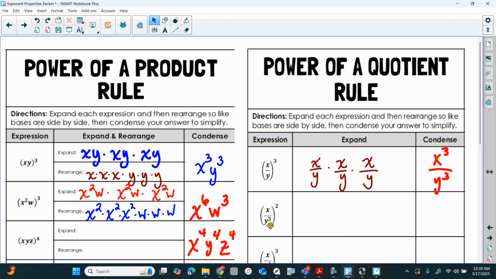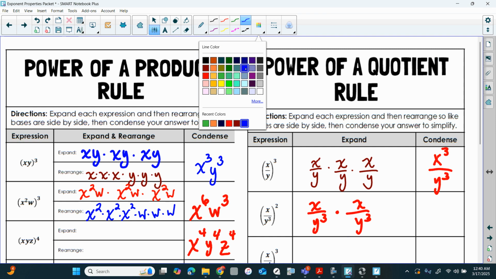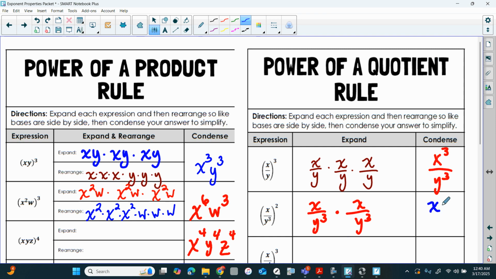So if I was doing x divided by y to the third power, if I'm raising to a power of 2, I am showing that 2 times. So this would be x over y to the third times x over y to the third. This would be condensed to x squared over y to the 6th power.